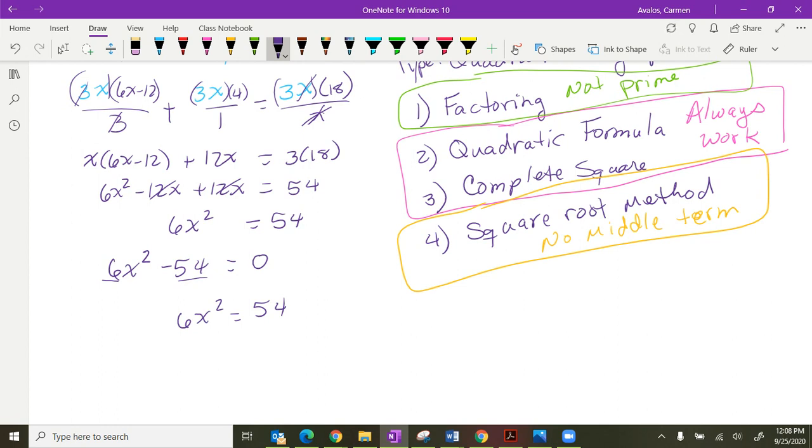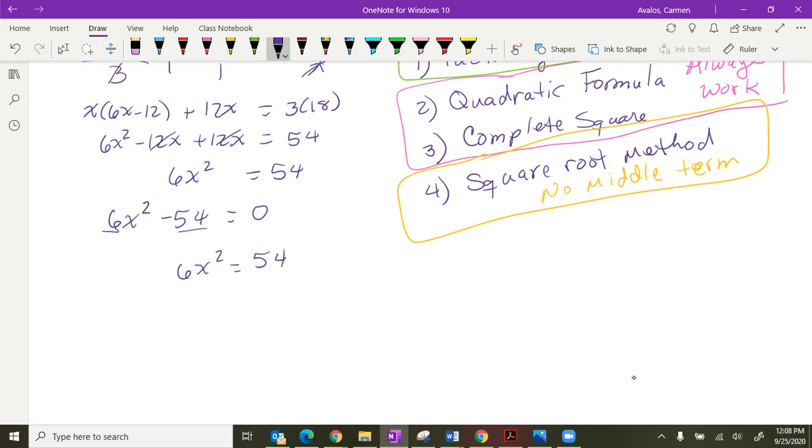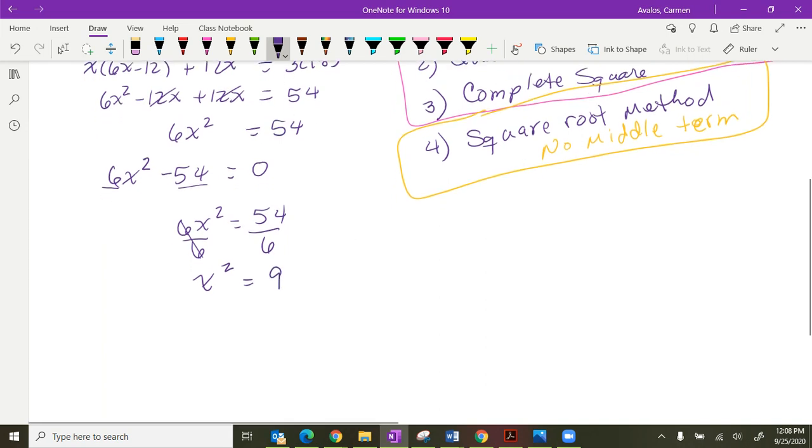You move the 54 over, and then before you take the square root of both sides, hence called the square root method, what you want to do is divide by 6, because if you take the square root, you're going to have to do the square root of 6, which is not a nice number. So I'm going to divide this by 6, this by 6, that's going to cancel, and I'm going to get x squared is equal to 9. Now you're going to be able to take the square root.